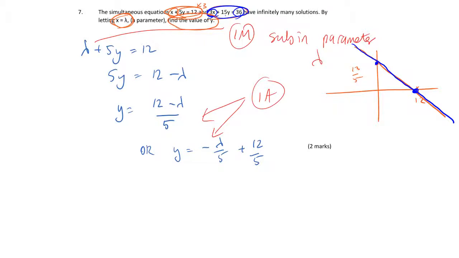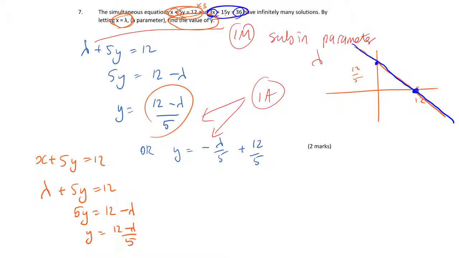Well, what we do is we choose one of the equations. The easiest one, I'm going to choose, so x plus 5y is equal to 12. We were told to let x equal lambda, so we make that lambda plus 5y is equal to 12. We had to find what the y value is equal to, so now we need to rearrange. 5y is equal to 12 minus lambda, and then y is equal to 12 minus lambda all over 5. And there we get our answer.